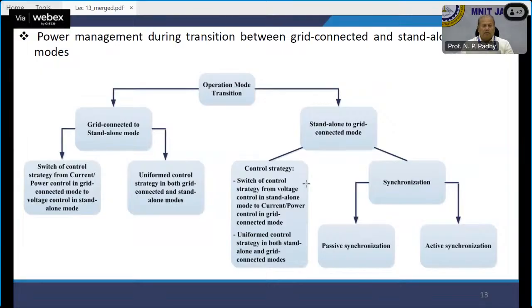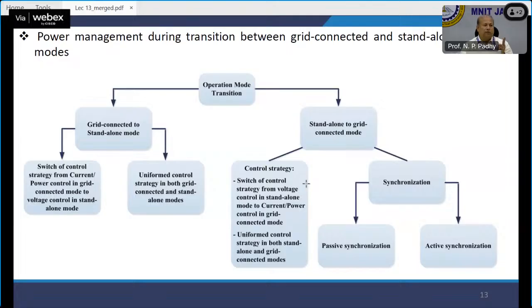Now, this is moving to the power management during transition. Very, very important, my dear friends. Please concentrate. Power management during transition between grid connected and standalone operation mode. Now, what is happening? Previously, we realized, okay, fine, I have a microgrid, and this is how it is to operate. Now, I'm assuming my microgrid is going out of the grid, again coming back to the grid. Going out of the grid, again coming back to the grid. How is this possible? Isn't it? What kind of control switches?